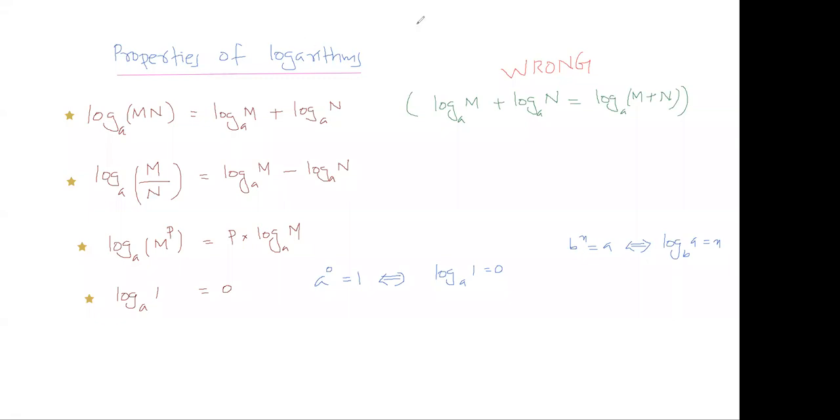It is from the basic definition only. Any number to the power 0 is 1. So as per the definition of logarithm, this is the definition actually, logarithm of 1 to any number as base is equal to 0. These are some important properties of logarithm.